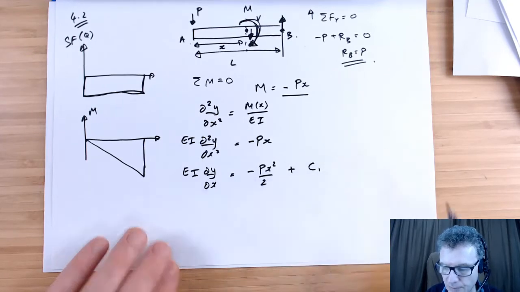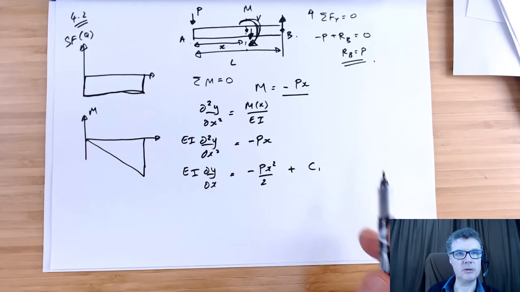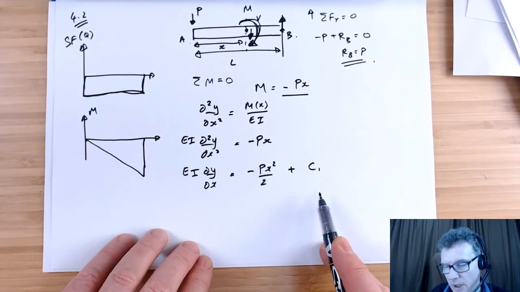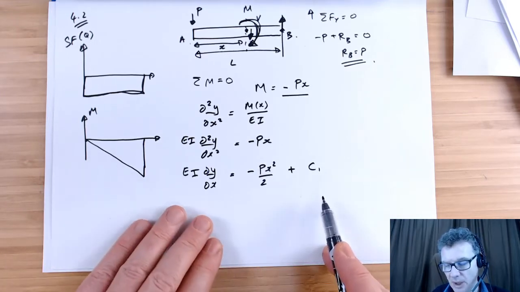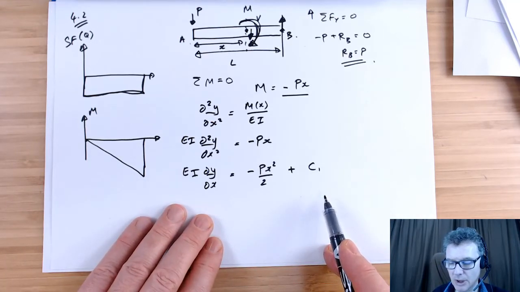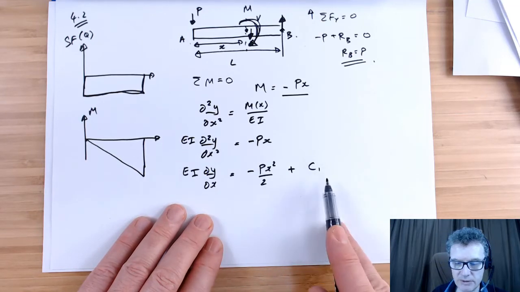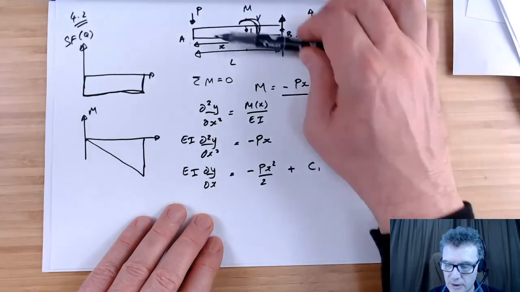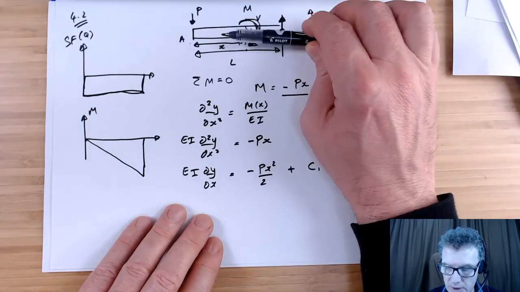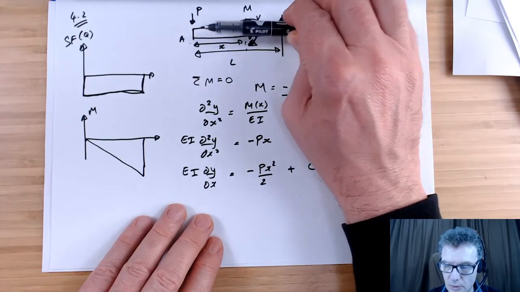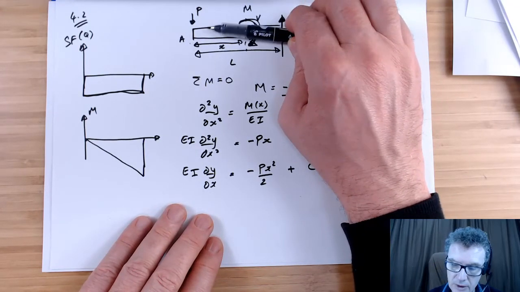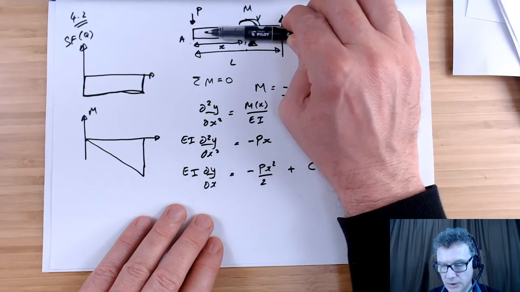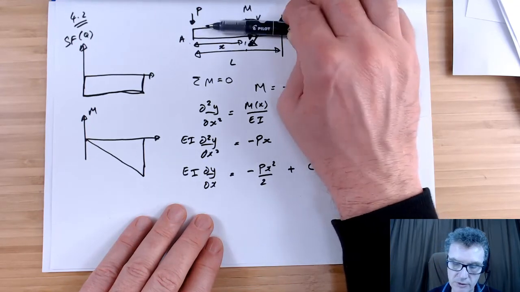I'll call this C1. I'll start using constants and call them C1, C2, C3, and so on. Personally speaking, I'd probably stop here and look for applying a boundary condition, to see if I can make the C1 into something. The boundary condition would be the fact that, let's think about the gradient. Although we're getting a lot of bending here, the gradient would be 0 at this point.